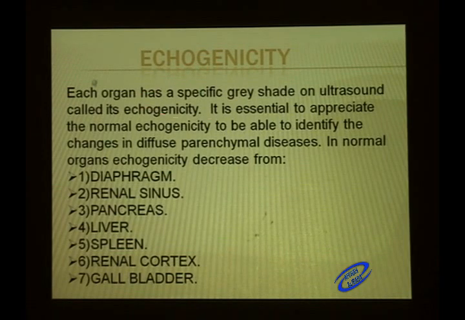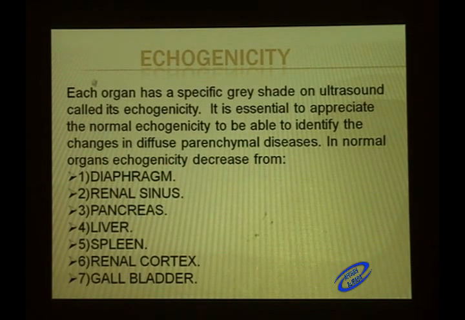When you start scanning, you will keep on looking at the specific grey shade for a specific organ, and that specific grey shade of an organ is known as echogenicity. It is essential to appreciate the normal echogenicity of the different organs, because it will enable us to identify the changes in diffuse parenchymal diseases that occur in the echogenicity.